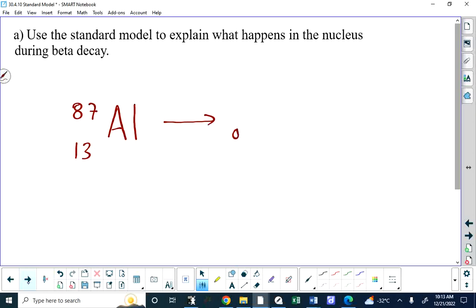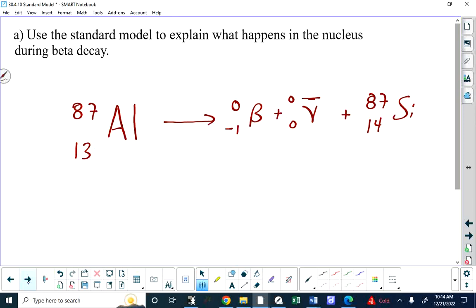Well, a beta particle is this. Of course, it's accompanied by an antineutrino, which is this, and now we can figure out what else is there. Well, the top number still needs to be 87. The bottom number needs to be 14 because we already have a -1 for a charge, and -1 plus 14 is 13, and that tells us that we get silicon-87.